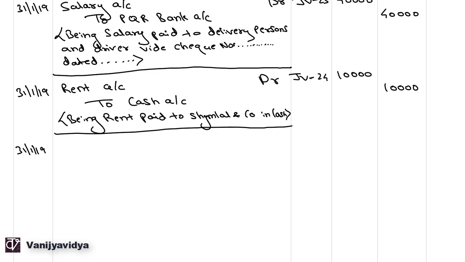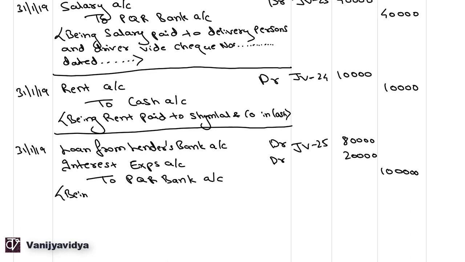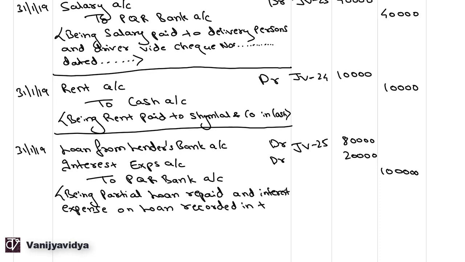31st Jan 2019, loan from lender's bank account debit 80,000, interest expenses account debit 20,000 to PQR bank account 1 lakh. Voucher number is JV25, being partial loan repaid and interest expense on the loan recorded in the books. Now let's move on to the next transaction.